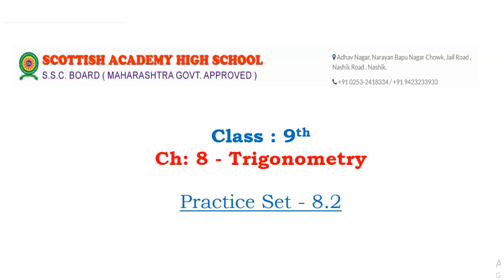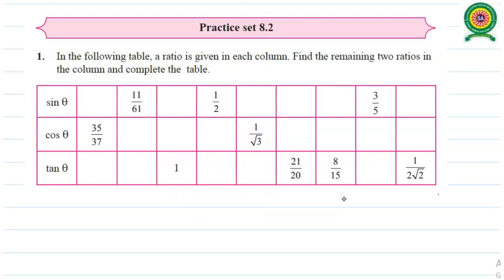Hello everyone. In this lecture we are going to discuss class 9, chapter number 8, trigonometry, practice set 8.2. In practice set 8.2 we have the first question: in the following table, a ratio is given in each column. Find the remaining two ratios in the column and complete the table.